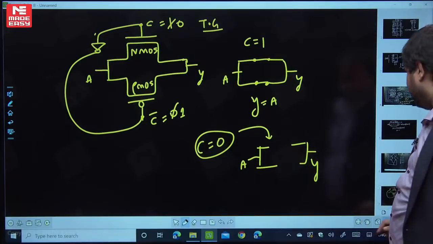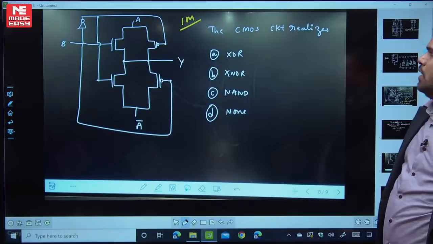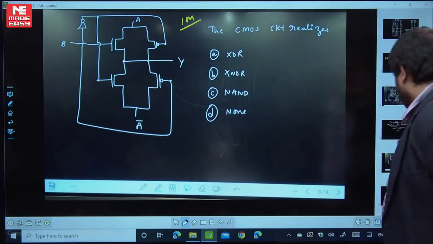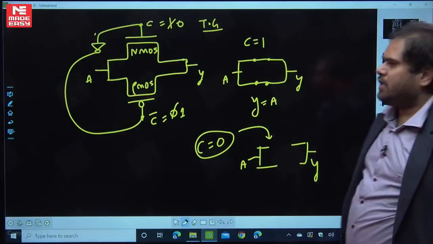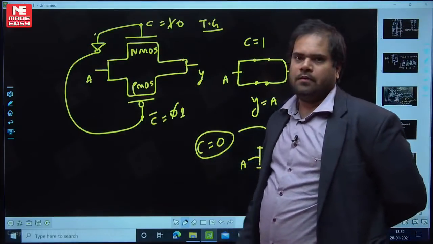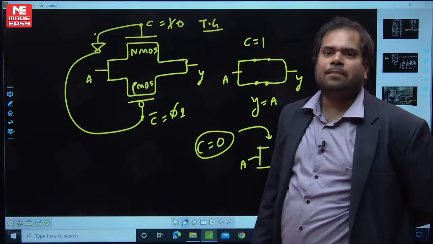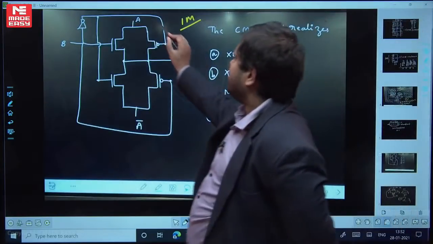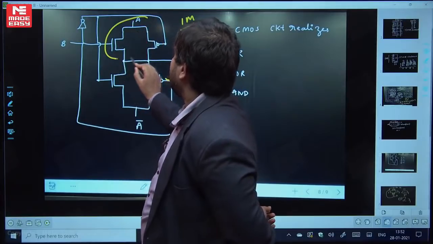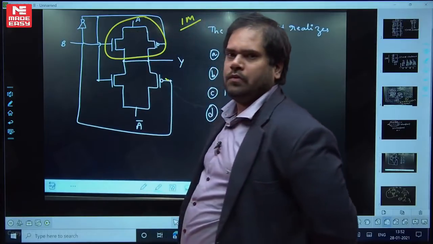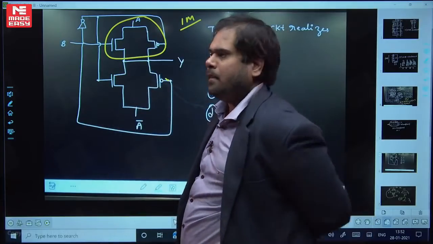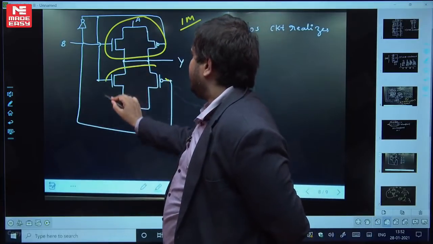Now let's come back to our question. In a transmission gate, one more point: NMOS is parallel to PMOS. Now let's see here. In this part of the circuit, if you observe, NMOS is parallel to PMOS. I just tilted it like this. Here also, NMOS is parallel to PMOS.